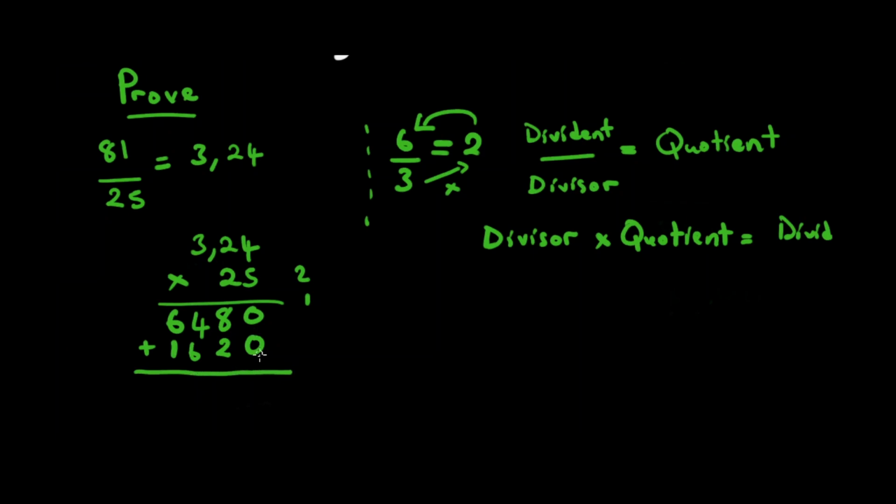Then we add. 0 plus 0 is 0. 8 plus 2 is 10. Carry 1. 6 plus 4 is 10 plus 1 is 11. Also carry 1. 6 plus 1 is 7 plus 1 is 8. Then how many decimal places do we have? 1, 2, counting from the furthest right. 1, 2. Our answer is 81.